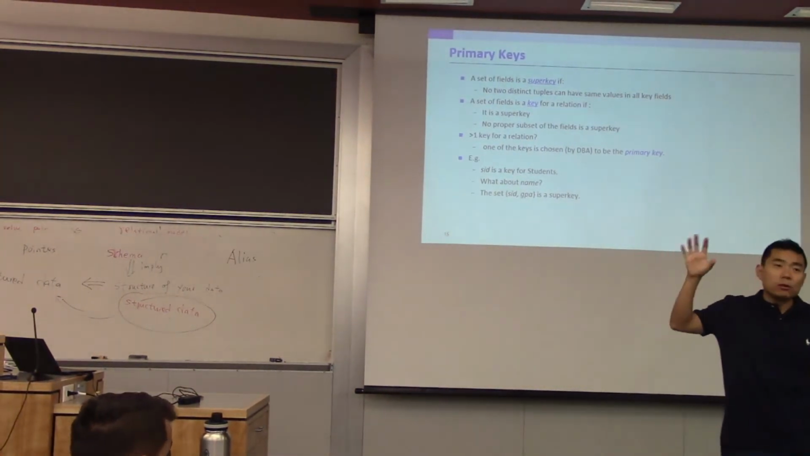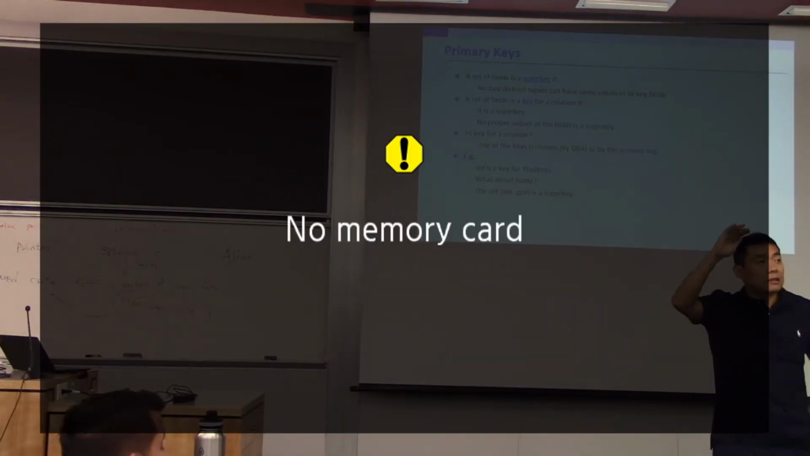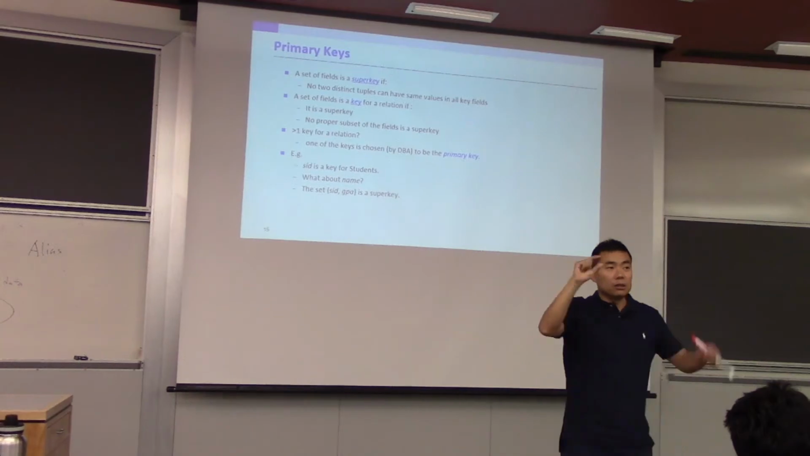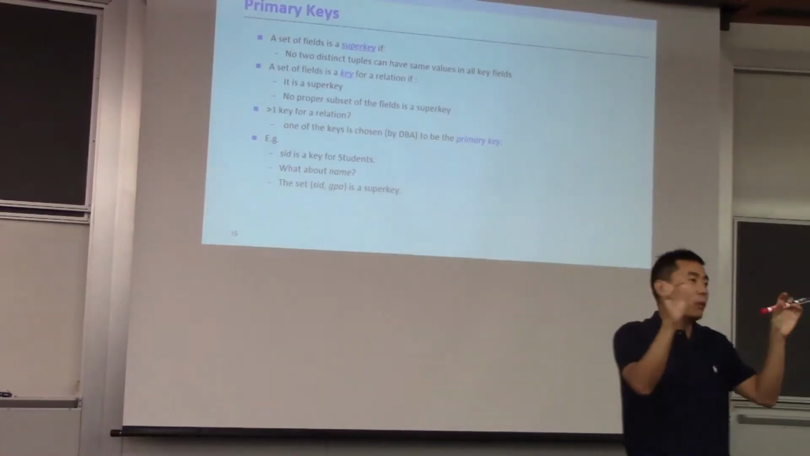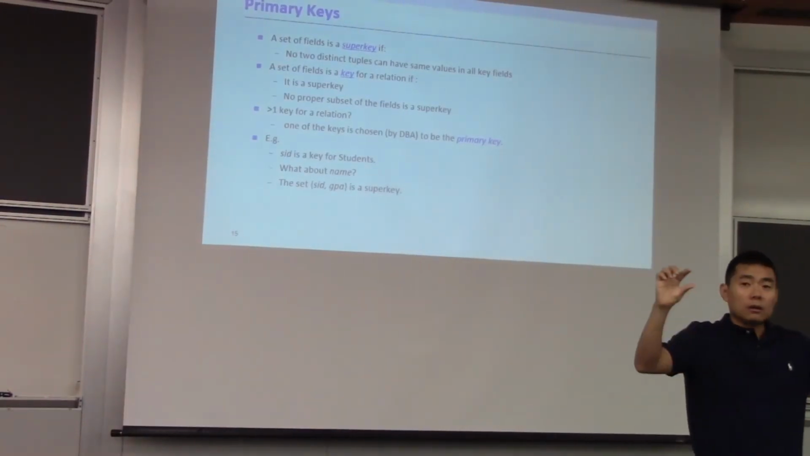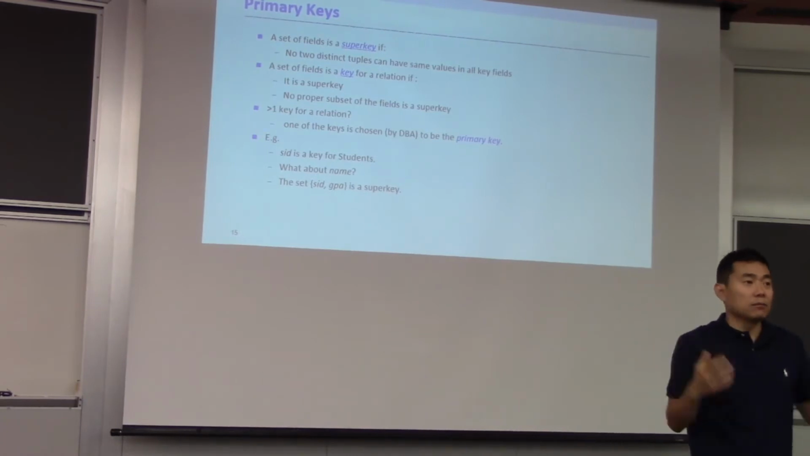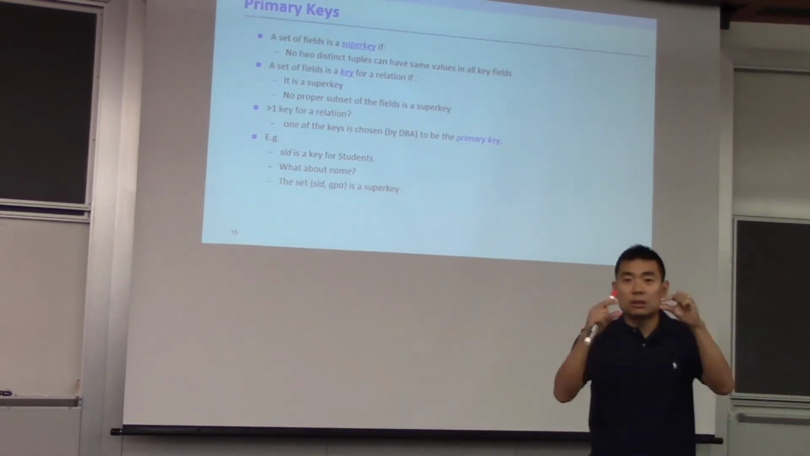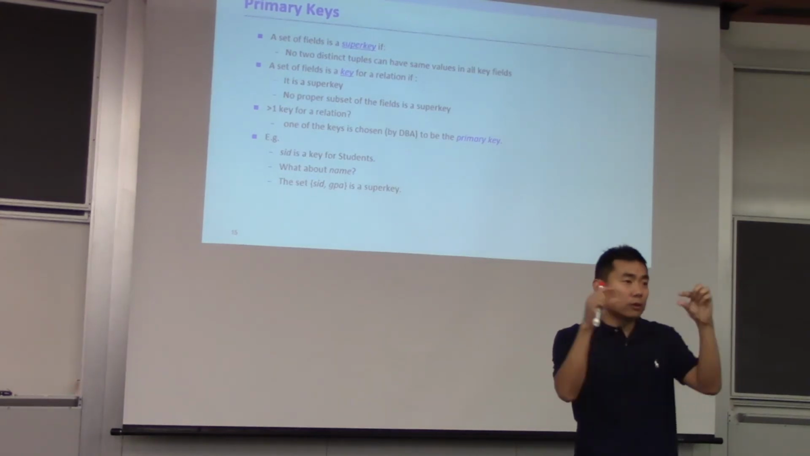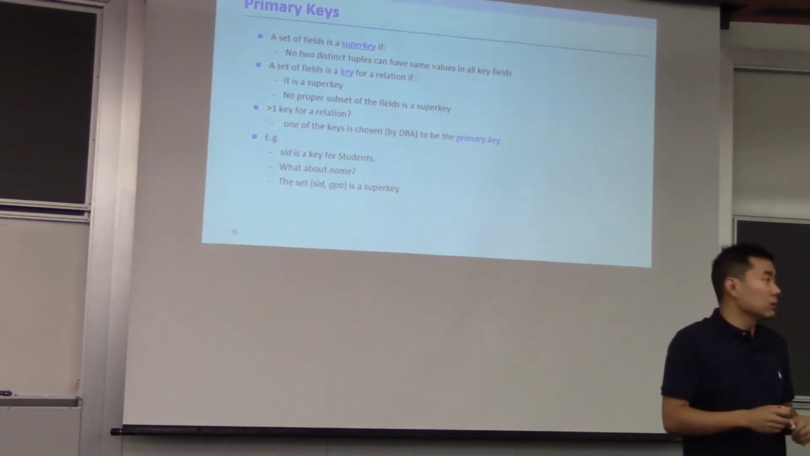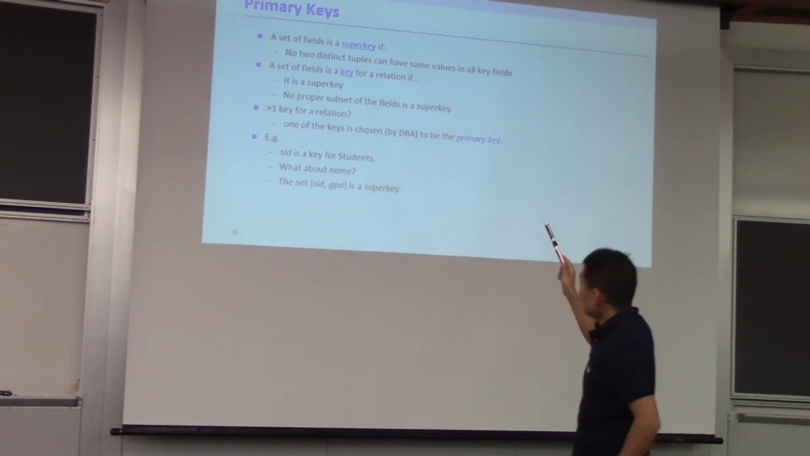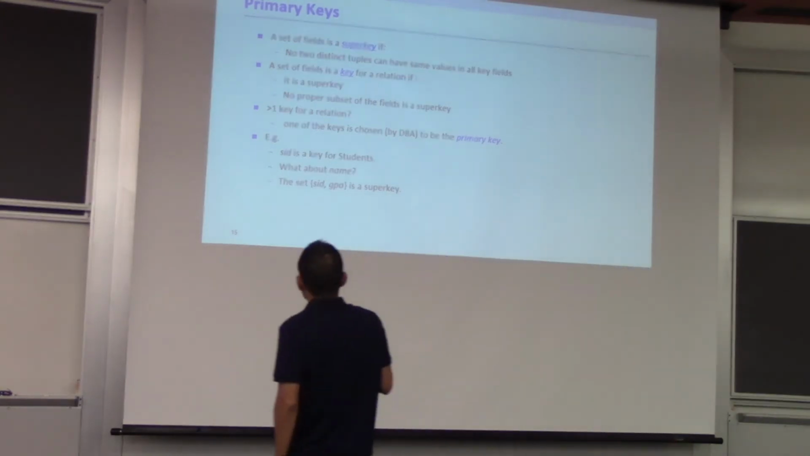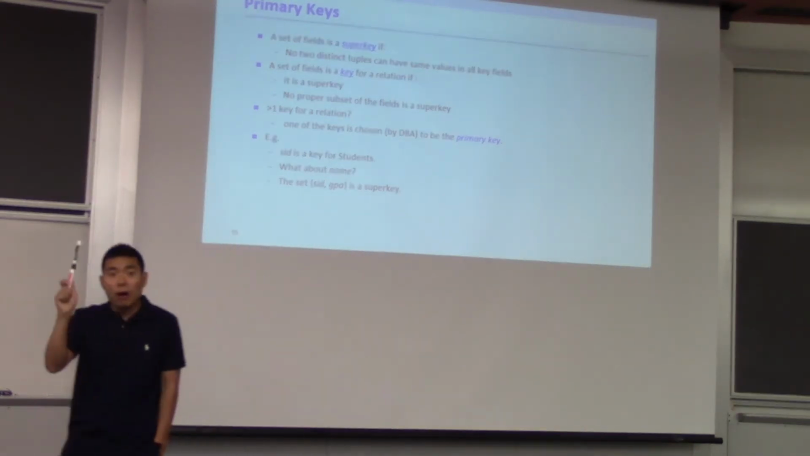Tuples, by the way, in the context of this class, tuples and records refer to the same thing. Each tuple or each record simply refers to a row of values from your relational instance. So a set of fields is a SuperKey if no two distinct tuples can have the same values in all key fields.